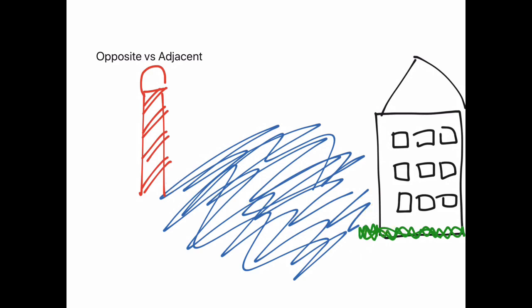However, if I was to draw the person over here, now that view changes and they are adjacent or right next to the lighthouse and opposite all the way across the lake from the house. So the vantage point that you're standing at or that you're looking at does matter when you're talking about opposite versus adjacent. That's a very important concept coming up in this lesson.